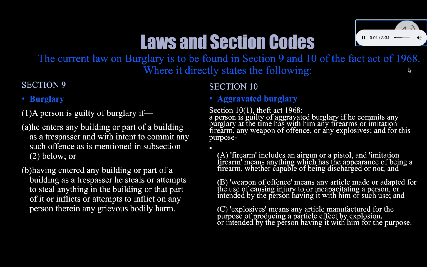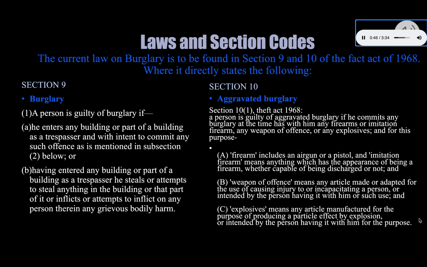The current law on burglary is to be found in Sections 9 and 10 of the Theft Act of 1968, where it directly states the following. Burglary 1. A person is guilty of burglary if he or she enters any building or part of a building as a trespasser and with the intent to commit any such offenses as mentioned in subsection 2 below. B. Having entered any building or part of a building as a trespasser, he or she steals or attempts to steal anything in the building or that part of it and inflicts or attempts to inflict on any person therein any grievous bodily harm.